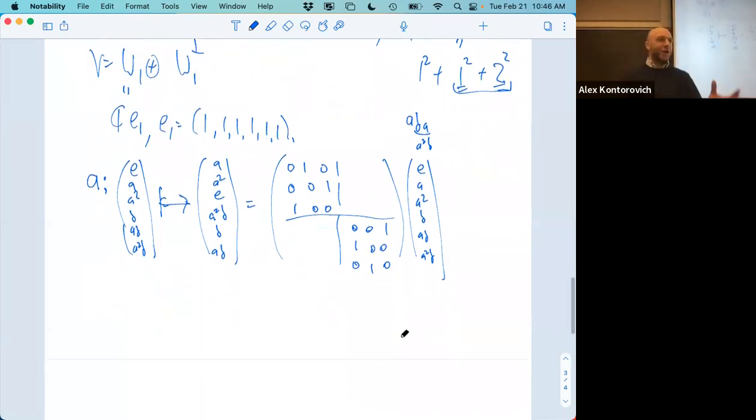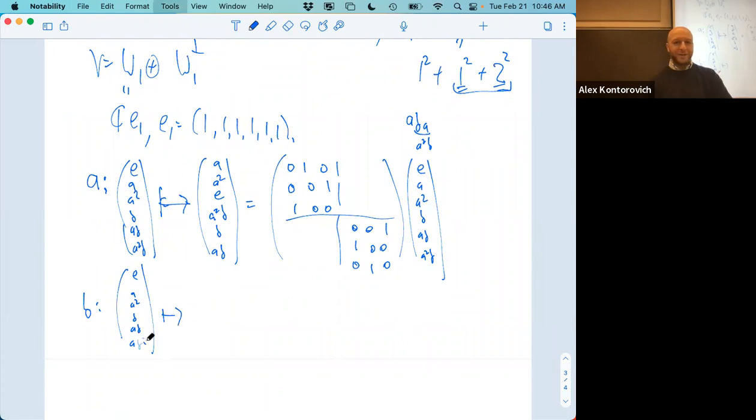And once we know what happens on the generators, we know what happens to everybody. What does B look like? B will map the same thing: E, A, A squared, B, AB, AB squared, A squared B, thank you very much. AB squared is A squared B. This is even easier. I'm multiplying on the right by B, so I get B, AB, A squared B, and B squared is 1, so I get E, A squared.